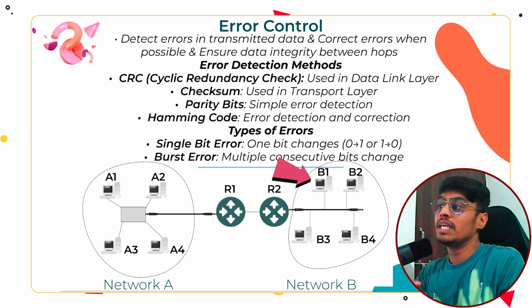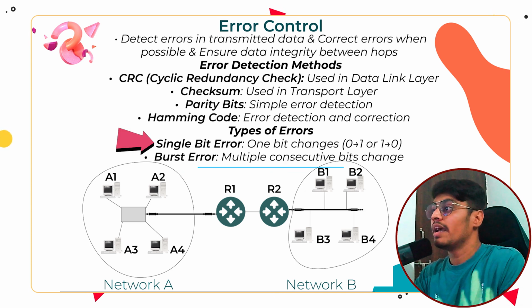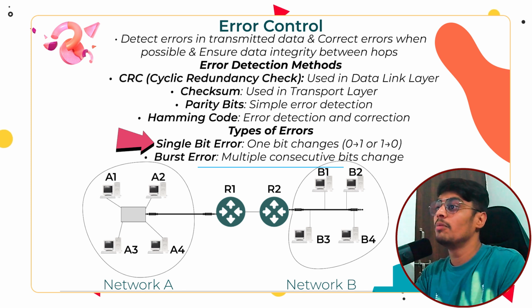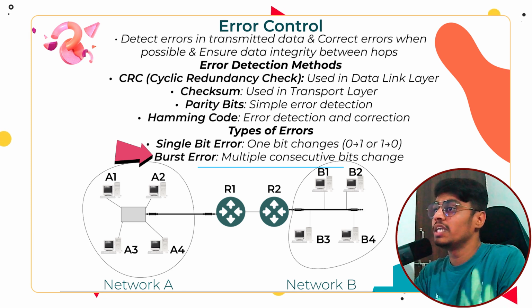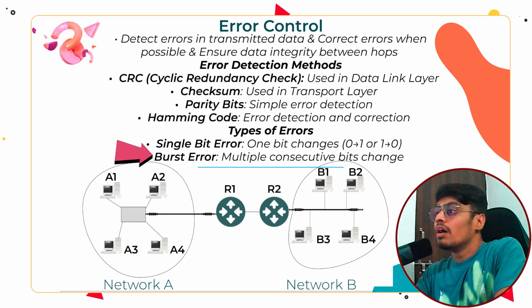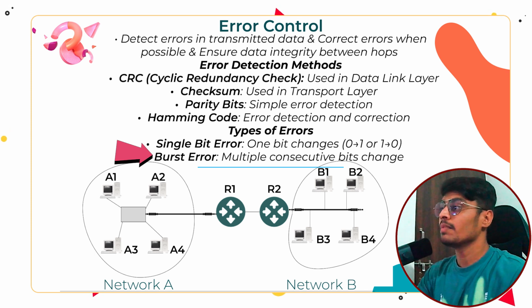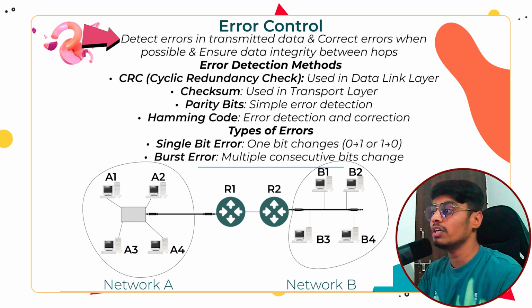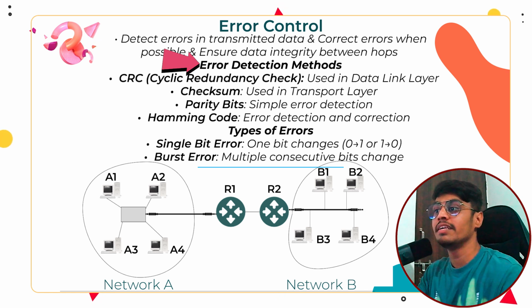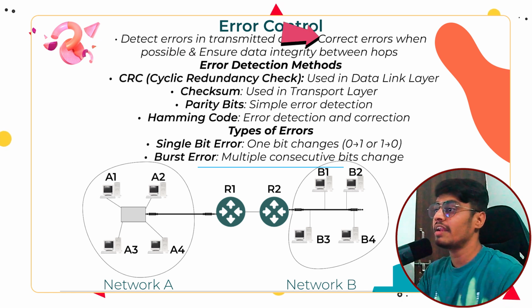Then now B1 finds that there is an error inside the message. Error means it is possible that a bit might have changed. It was 0 but it became 1. This could be a single bit, or multiple bits could have changed, which is called a burst error. So here we have to detect the error first. How will you find the error? First you need a method that can detect the error and then correct that error if possible.